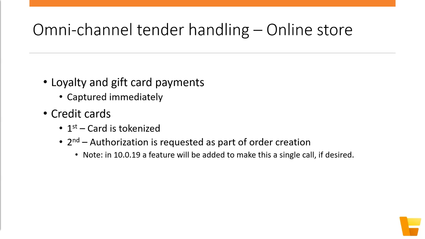For credit cards, when you're online, first we'll tokenize the card when the customer enters their card details, and then we request an authorization as part of order creation. So today that's a two-step process, and we have feature work coming in 10.0.19 that will make this so it can be a single call if desired. So there will be one call where we request a token for the card and make the authorization request at the same time. And that will happen as sort of the very final step of order creation within call center, or excuse me, within e-commerce.